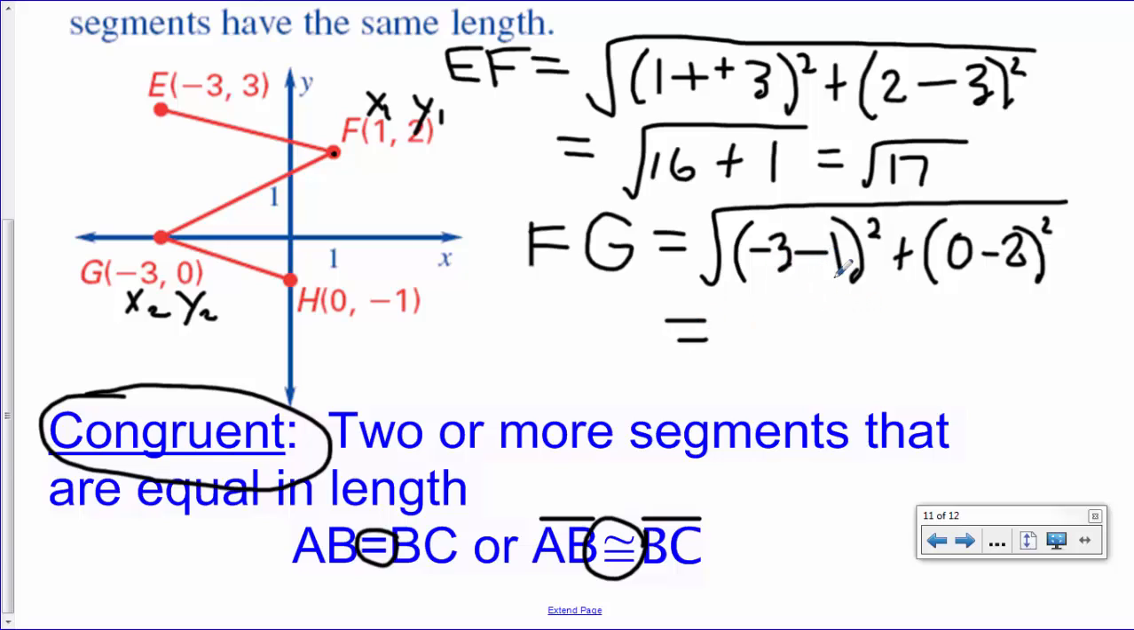Negative 3 minus 1 equals negative 4, squared equals 16. Negative 2 squared equals positive 4. We get two different answers, which tells us that the lengths are not equal. So this concludes our lesson on segments and finding the lengths of segments.